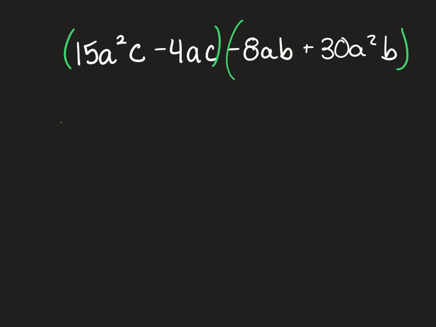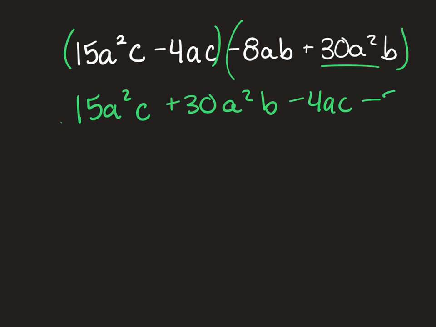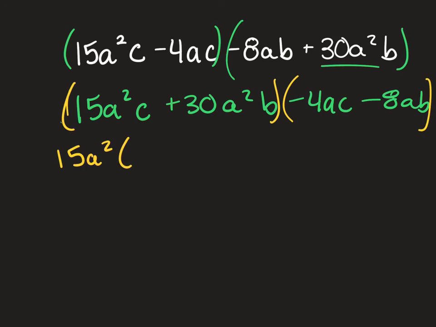So let's go with our descending order with a, right? So we've got our 15a squared c, and then I'll do 30a squared b minus 4ac minus 8ab. So let's try that. Okay, so then here we'll take out 15a squared, which is going to give us c plus 2b. Here we'll take out negative 2a, which is negative 4. Wow, okay.